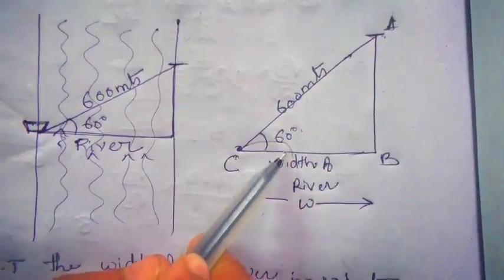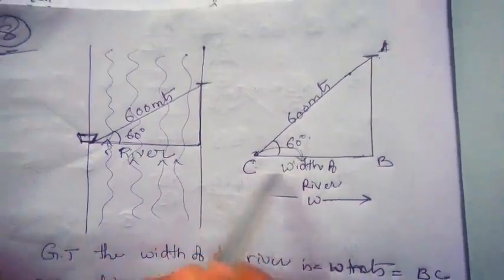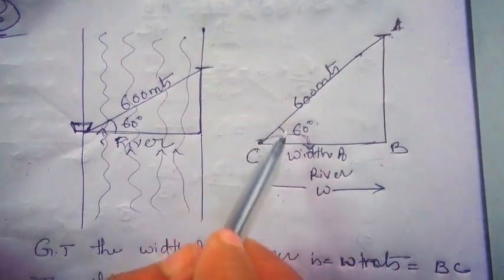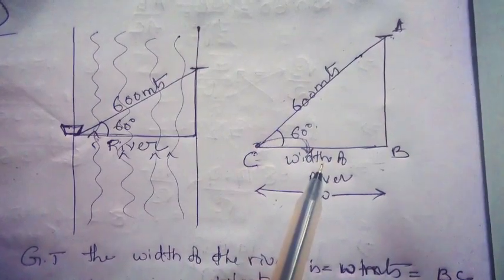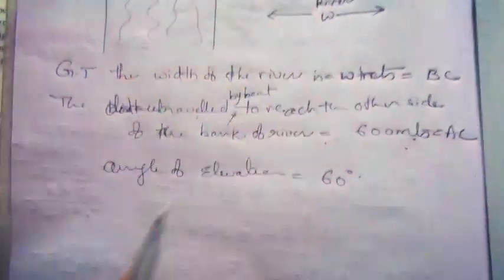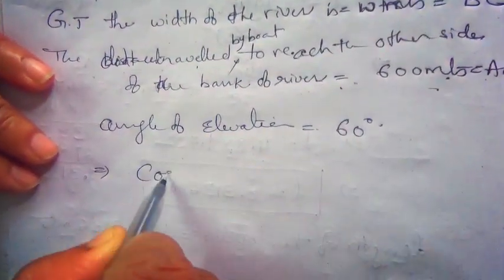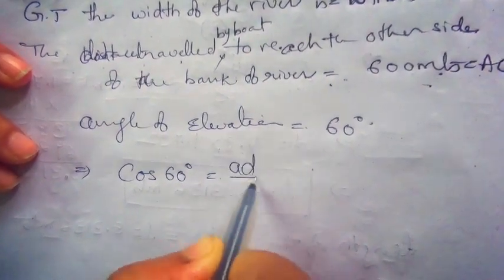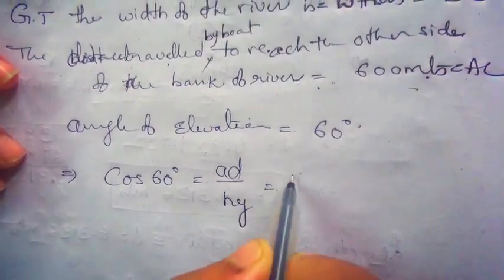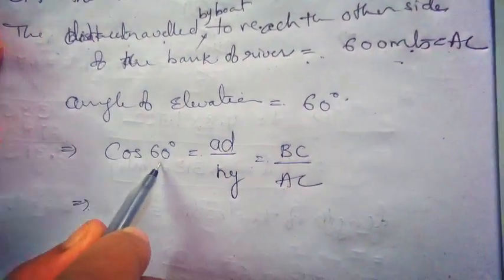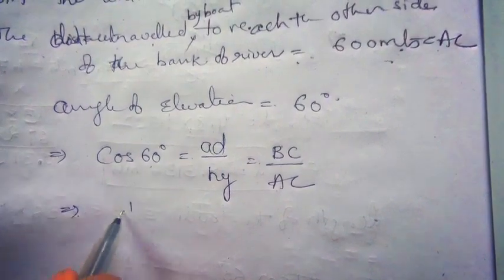Look here, for 60 degrees this is the adjacent side, which we have to find out, and this is the hypotenuse. The trigonometric ratio that has the adjacent side and hypotenuse is cos. That's why I am taking cos. That implies cos 60 degrees is equal to adjacent side by hypotenuse, that is BC by AC. Cos 60 degrees is equal to 1 by 2.